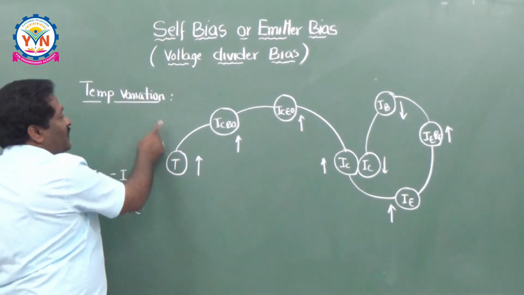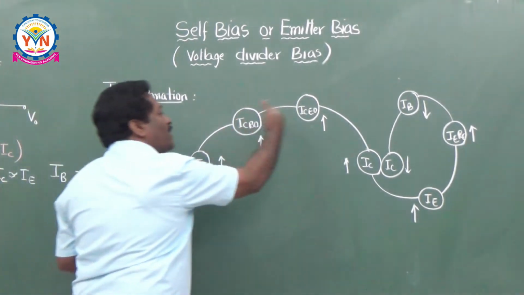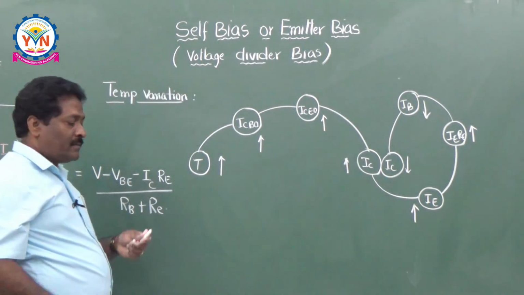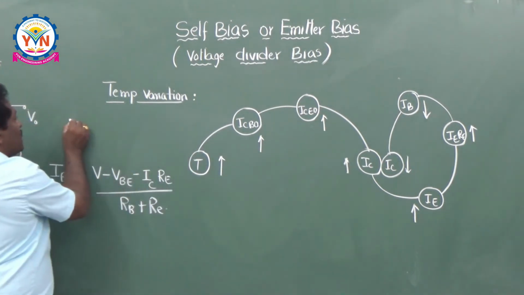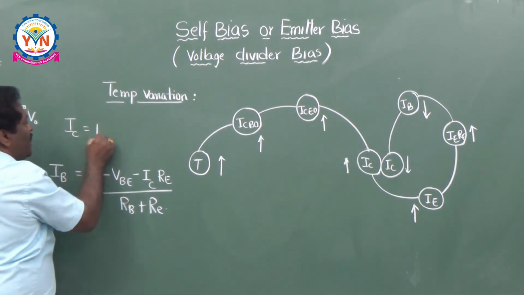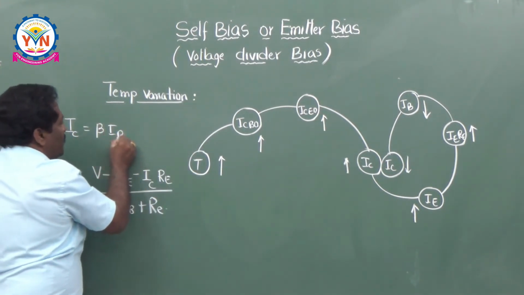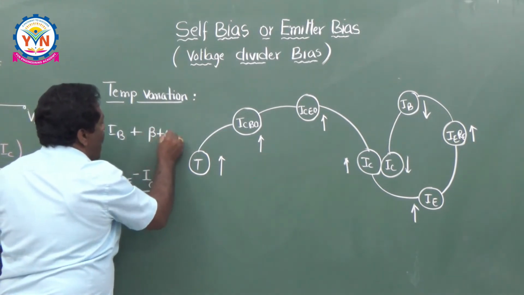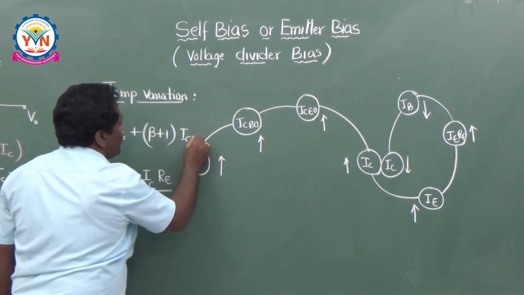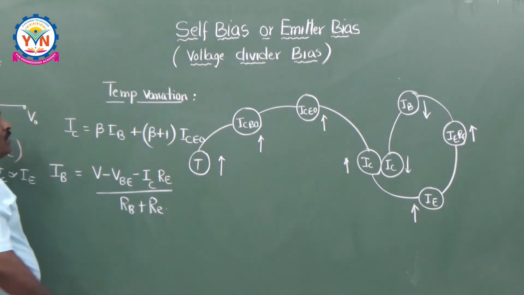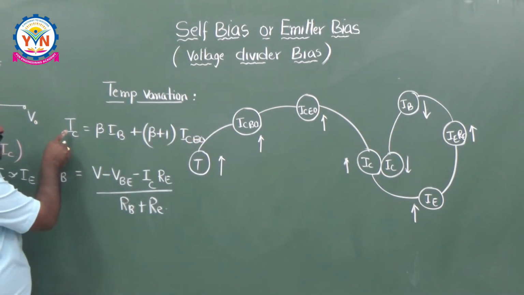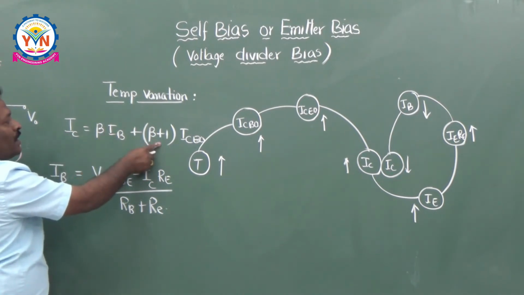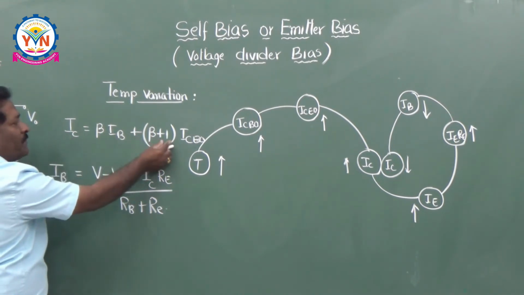Because of the temperature, if IC changes, then IC can be controlled by using this bias. And already you know, because of this temperature variation, IC is equal to beta times IB plus (beta plus 1) times ICEO, that is ICBO. So you can say that IC is a function of temperature. So IC always changes with temperature.